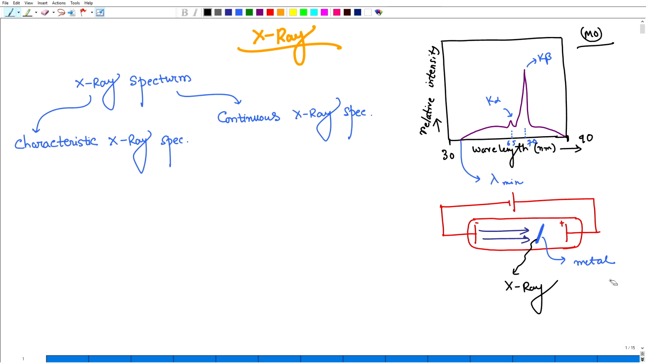Now, continuous spectrum. What is the reason behind this continuous spectrum? Let's say we look at this metal. We know every element in the universe is made of an infinite number of atoms, and an atom is a very tiny particle. We have already discussed these things, right?